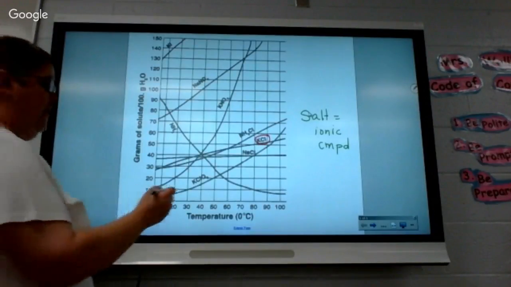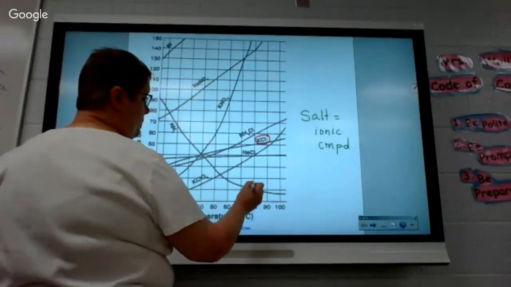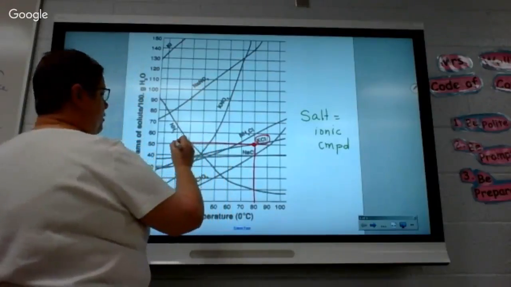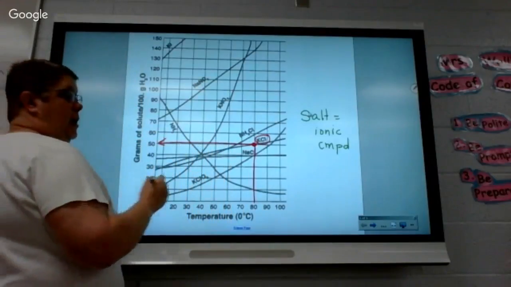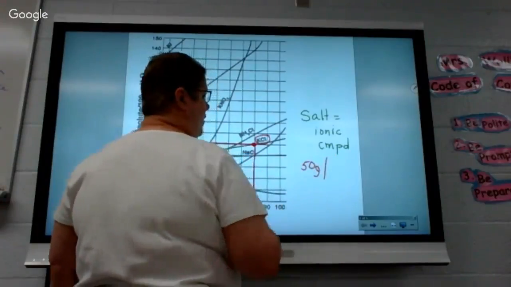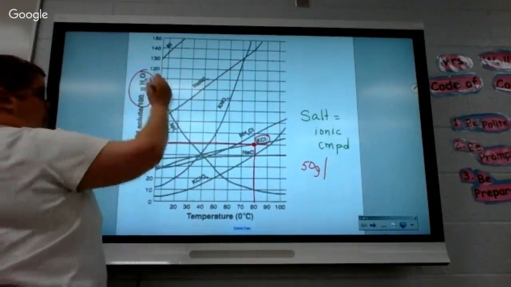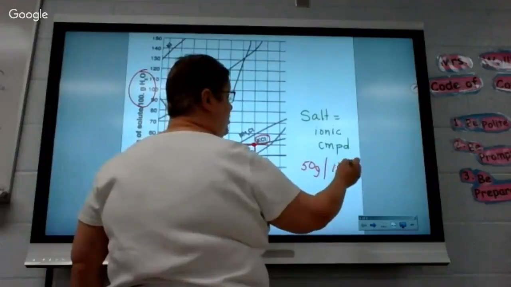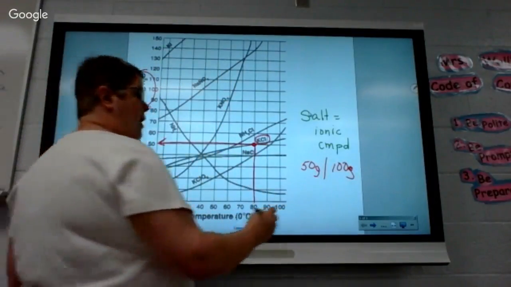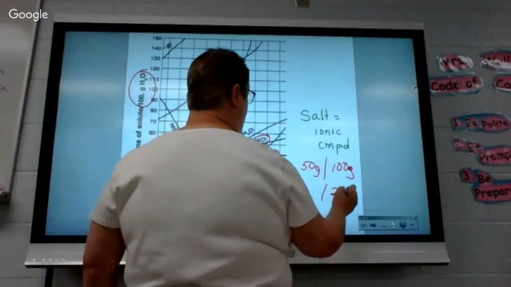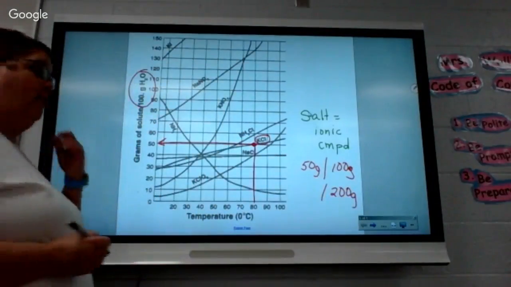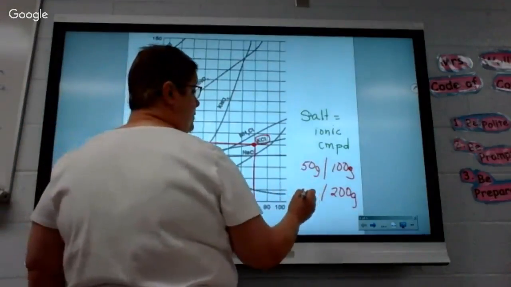80. So, find your 80. Go up to your KCl line, which is right there. Read over, and what do you get? All right, so that was 50 per how much water on this graph? Per 100, right? But did the question ask you per 100 grams? It said per how much? Per 200 grams. So the water did what? So what do you have to do to the 50 grams?